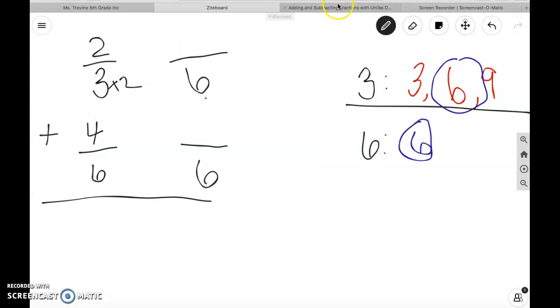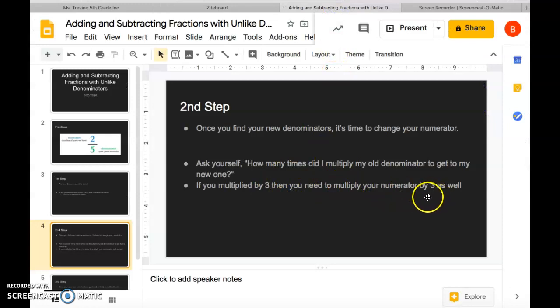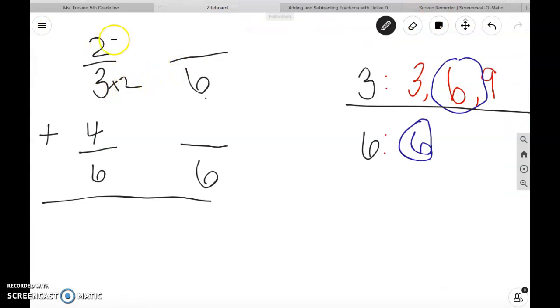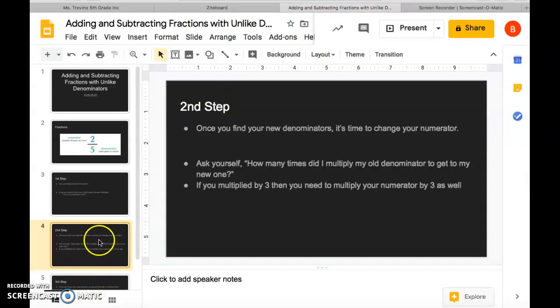Okay, and then over here it says you need to multiply your numerator as well. I used an example, so if you multiplied by 3, then you need to multiply your numerator by 3 as well. So coming back over here, we multiplied by 2, so we need to do the same thing to our numerator. Okay, so 2 times 2, 4, right? So then moving down to here, how many times do we multiply 6 in order to get to 6? Once, right? Do the same thing to your numerator. 4 times 1 is 4. Okay, those are our new fractions.